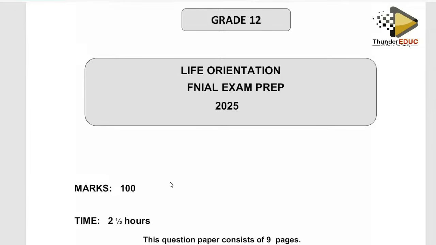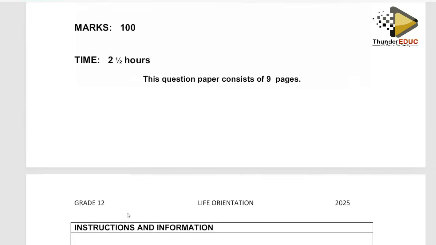We need to address the issue of marks. In terms of mark allocation, the common assessment task is marked out of 100. Then in terms of time allocation, it is 2.5 hours. Now let's quickly go to the instructions and information.